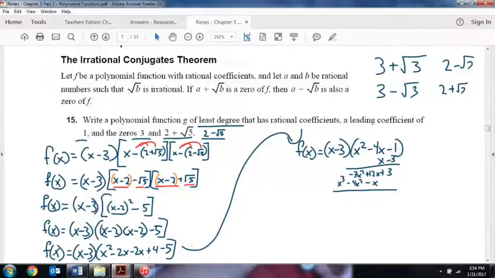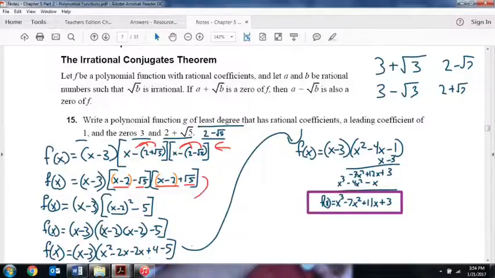Combine those all together, we're going to get f of x equals x cubed. Negative 3 and negative 4 add up to negative 7x squared. 12 minus x is positive 11x plus 3. And that is your polynomial. This is heavy algebra, but most of it is stuff you already know how to do. You need to get used to it. And the step from here to here, you need to get used to it. Other than that, it's just multiplying things out, is all it is. It's just a lot to write down.